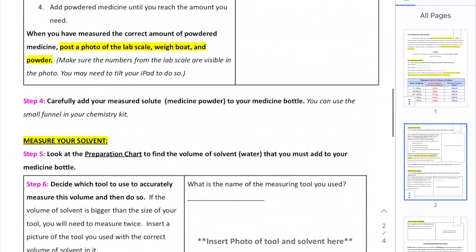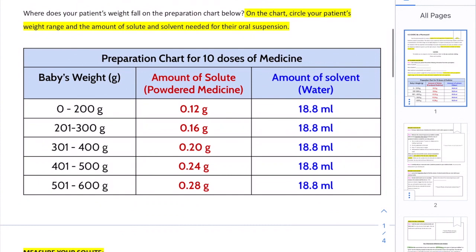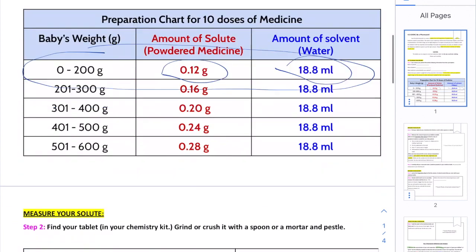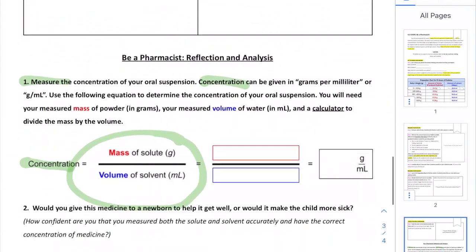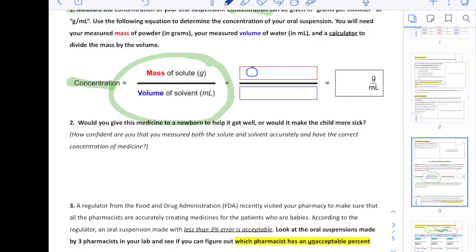So I'm going to go back up here. Now one of these you should have circled based on your baby's weight. So if your baby was between 0 and 200 grams, you should have circled this row here. And if you were a different weight, of course you circled a different row. Let's imagine our baby was between 0 and 200. I would use this 0.12 grams for my mass and 18.8 milliliters. So you could pause and fill in whatever your numbers were here.